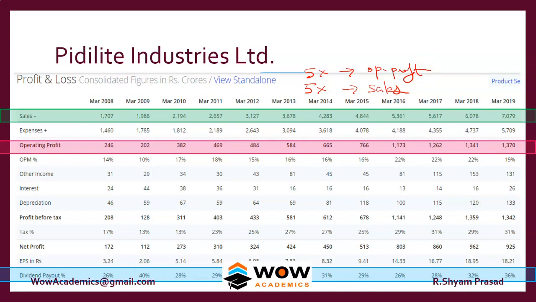Look at the dividend payout ratio. As the company is making a good amount of profit, they are able to declare dividends. The dividend is averaging about 30%. So every year they are also giving good dividends.